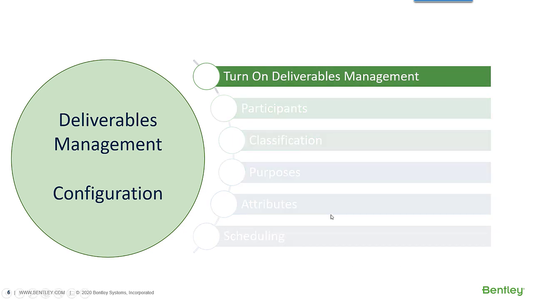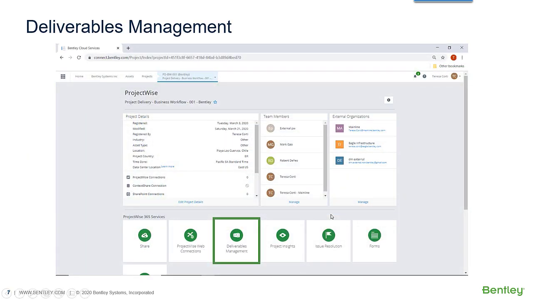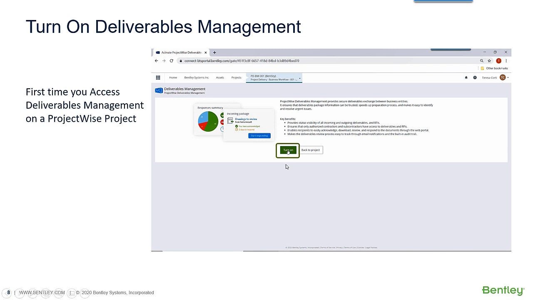The first thing you need to use deliverables management is to have a ProjectWise project in connect.bentley.com. I will show you just that in a minute. But what I want to show you is that when you select deliverables management for the first time, you will have to turn on the service. You will have to do this the first time you access deliverables management for each project. You have to turn it on.